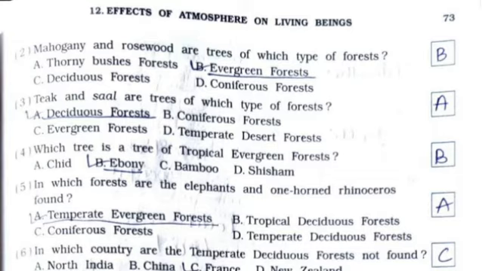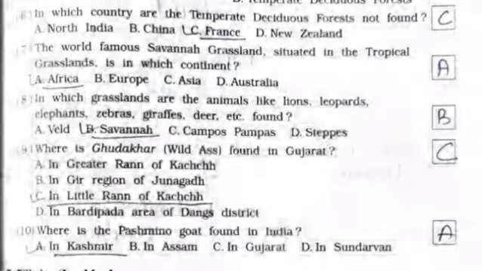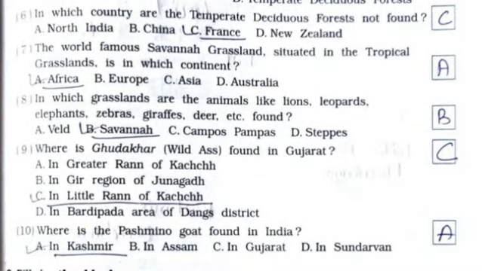Fifth, in which forest are the elephants and one-horned rhinoceros found? It's option number A, temperate evergreen forest. Sixth, in which country are the temperate deciduous forests not found? It's option number C, France. Seventh, the world famous savanna grassland situated in the tropical grasslands is in which continents? It's option number A, Africa. Eighth, in which grasslands are the animals like lions, leopards, elephants, zebras, giraffes, deer, etc. found? It's option number B, savanna.